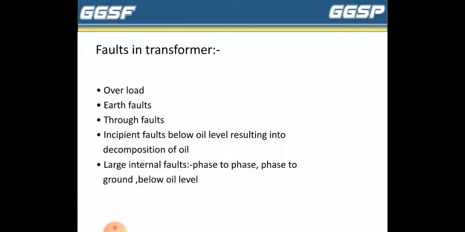Faults in transformer. There are so many faults such as overload, earth faults, through faults, insufficient oil, below oil level resulting in decomposition of oil, and large internal faults such as phase to phase, phase to ground, or below oil level.